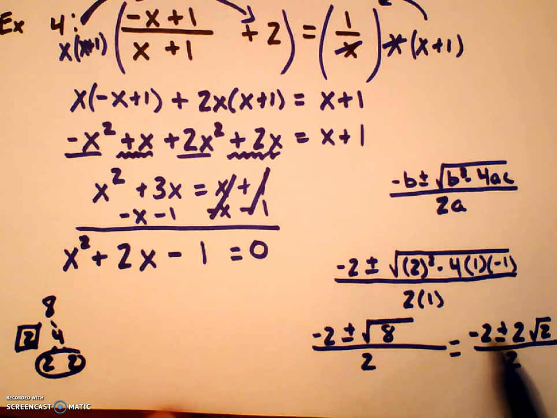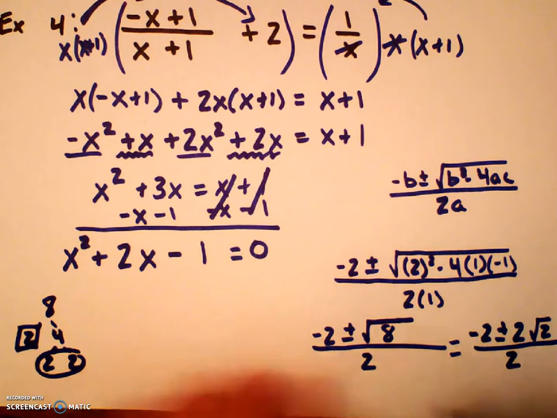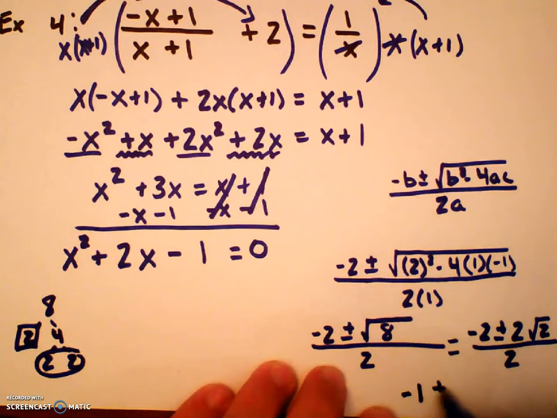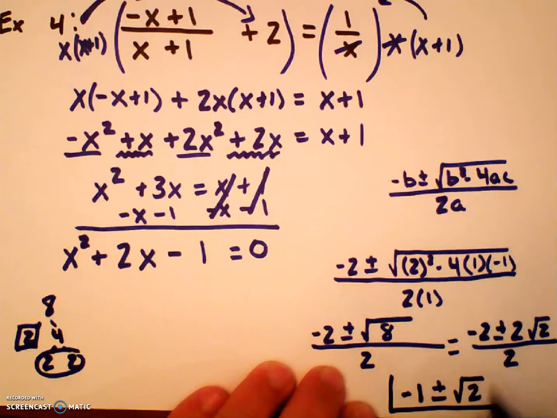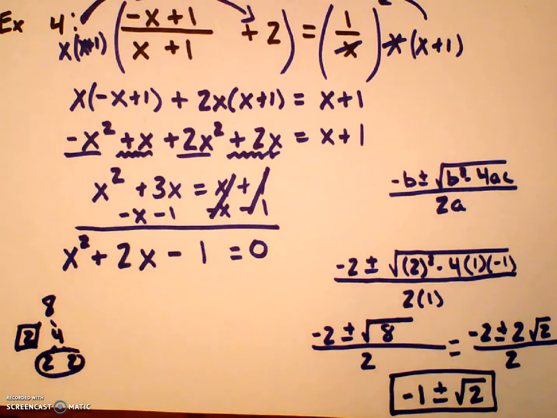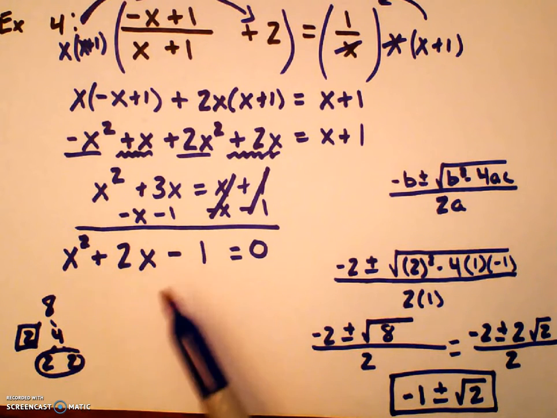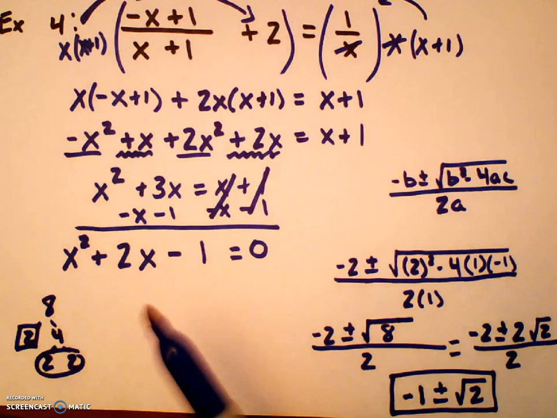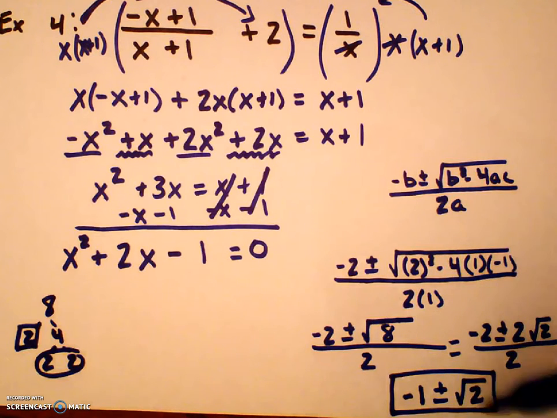So I can divide that 2 out. Negative 2 divided by 2 is negative 1. 2 divided by 2 is positive 1, square root of 2. Now, most problems don't work out that way, but it was good that you saw this in the video. That way, if you come across it, you'll know what to do. But just because it's not factorable doesn't mean you didn't do something correctly. It just means you may have to do it another way to get your solution.